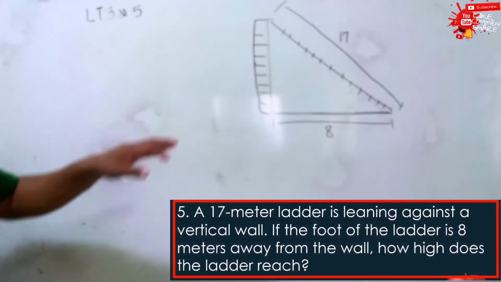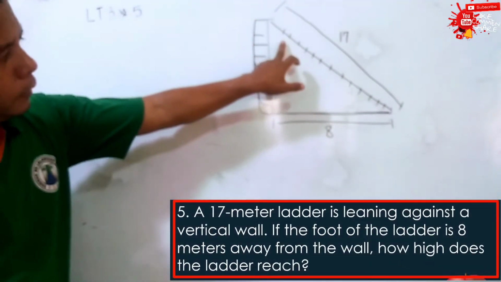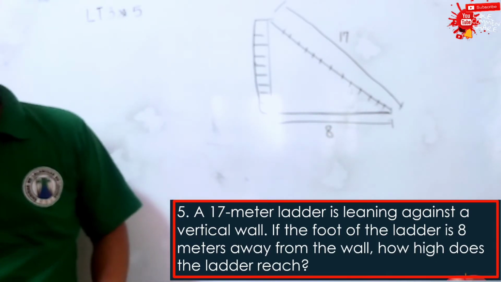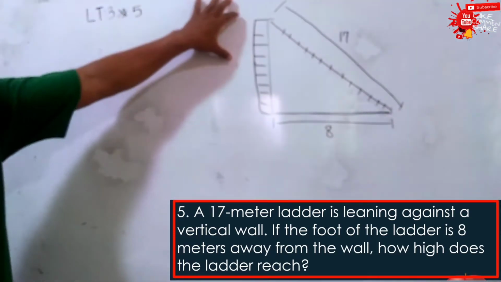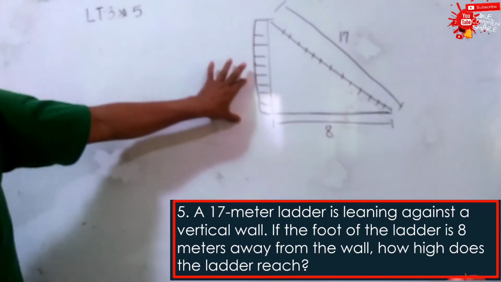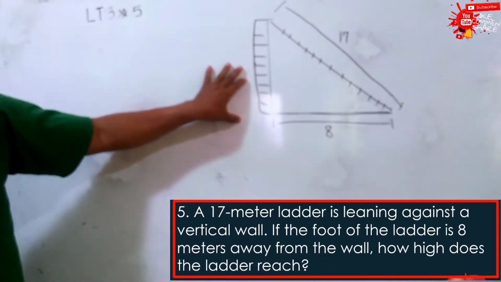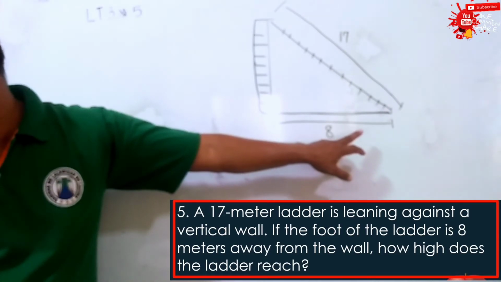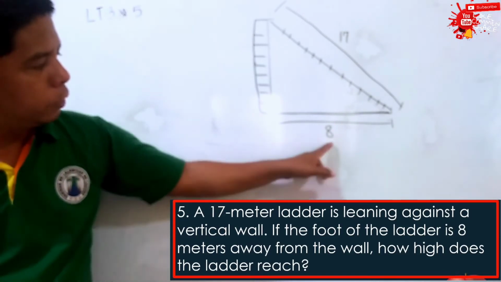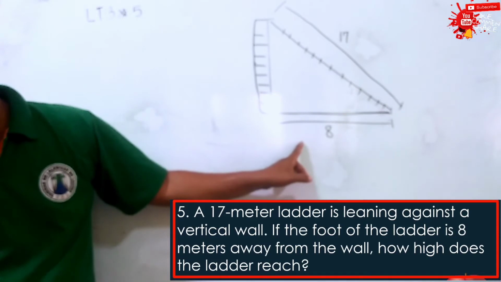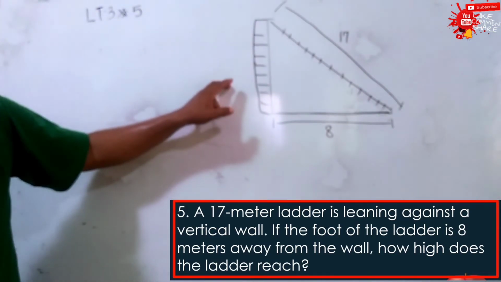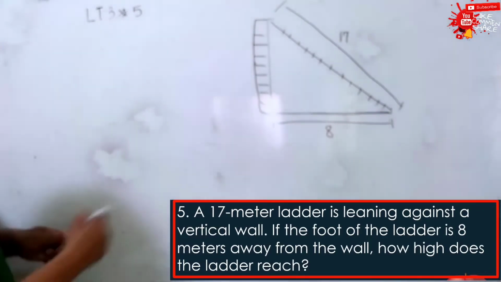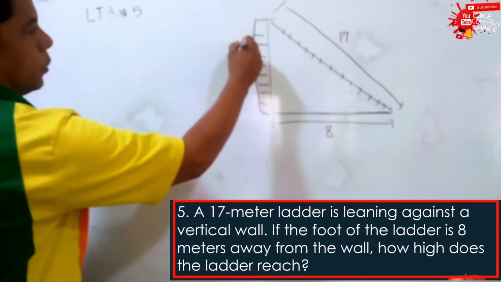A 17-meter ladder. Okay, ang ganda ng drawing ni sir na ladder. A 17-meter ladder is leaning against a vertical wall. So, this is our vertical wall. If the foot of the ladder is 8 meters from the wall, how high does the ladder reach? Okay? So, ito yung tinatanong.